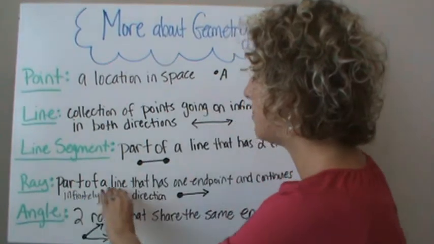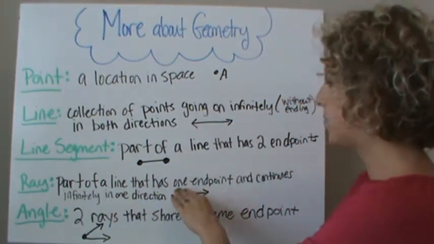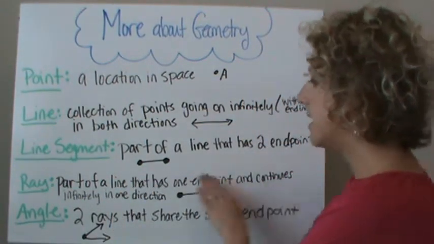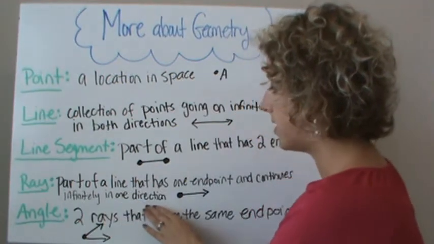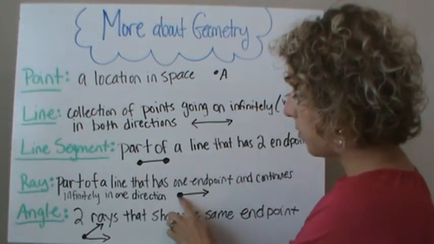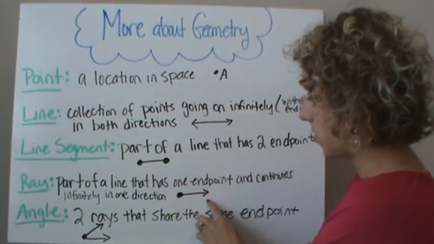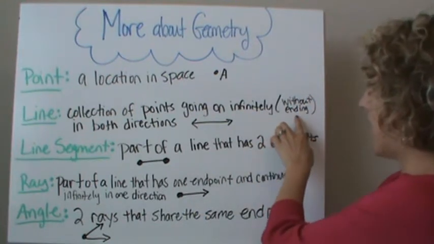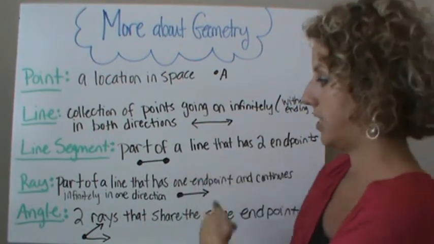A ray is part of a line that has 1 endpoint and continues infinitely in one direction. So it has the 1 endpoint and then it continues on infinitely or without ending in one direction.